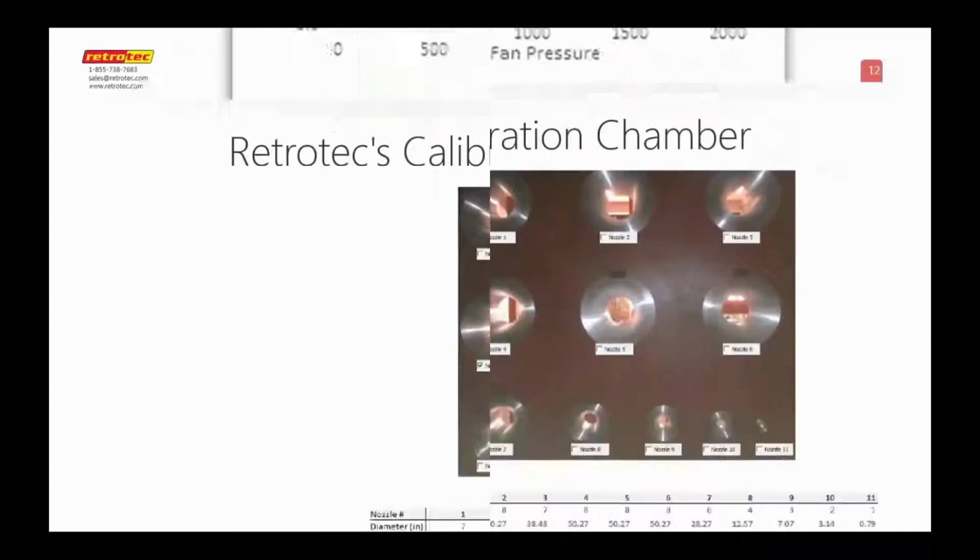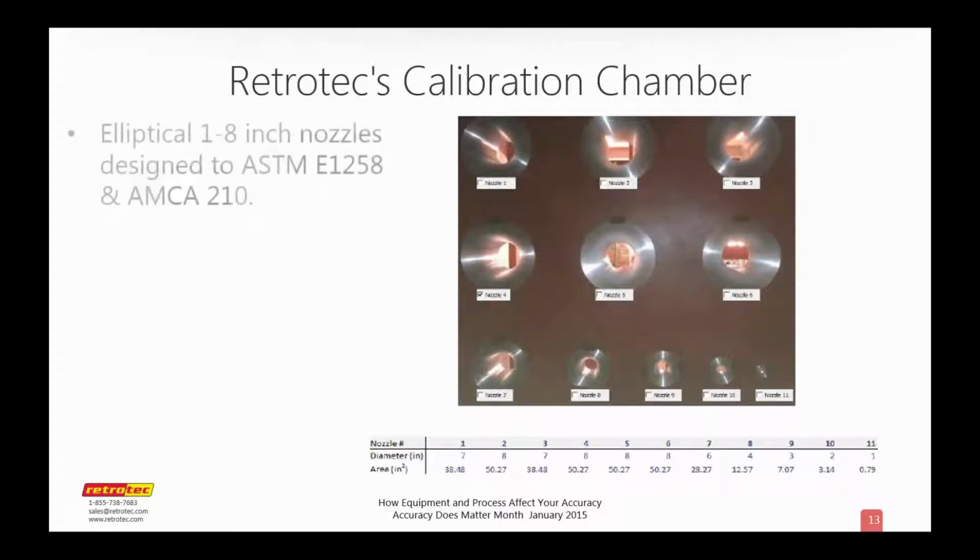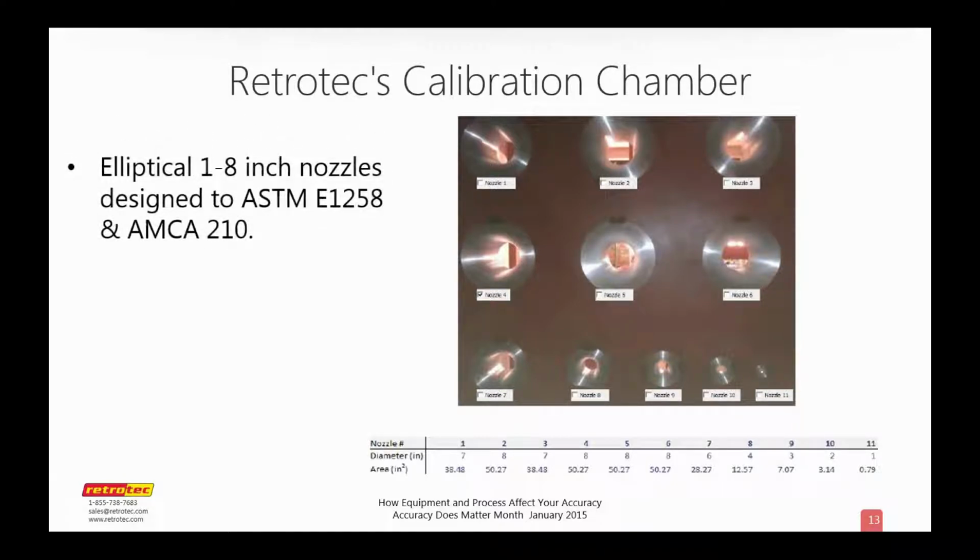I want to give you an idea of what the Retrotec Calibration Chamber is about, how it works and how it's built. What you have here is a picture of the nozzle wall. It's designed with elliptical 1 to 8 inch nozzles, per the ASTM E1258 standard and AMCA 210 standard. So the calibration test is performed in accordance with these standards.